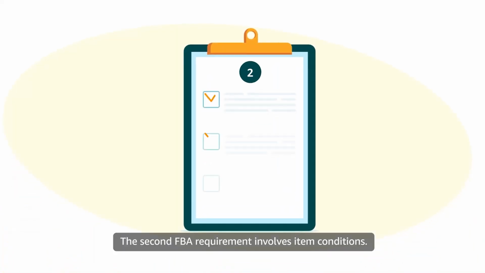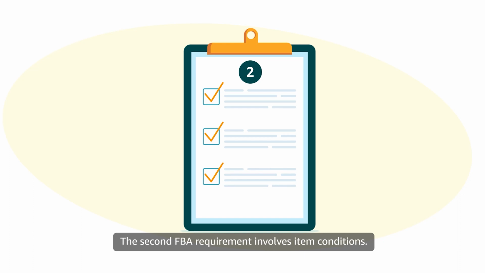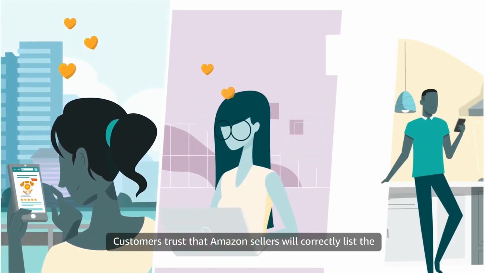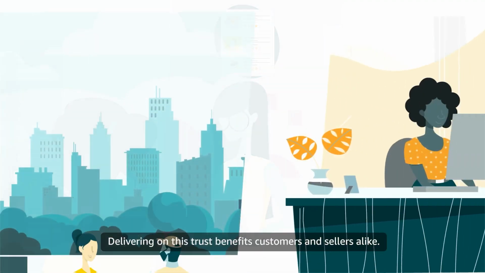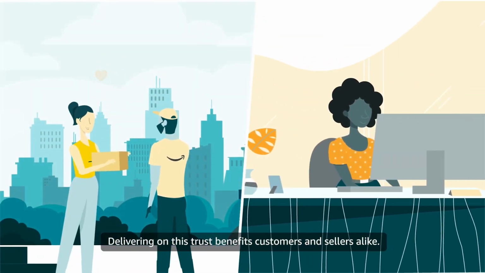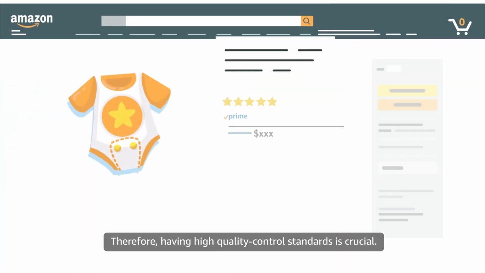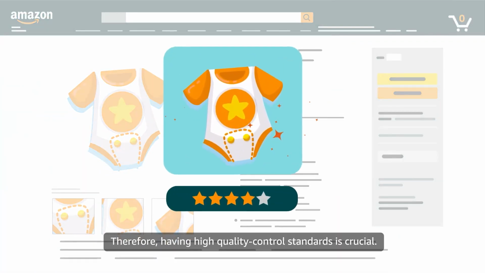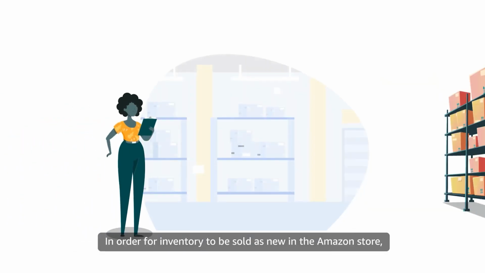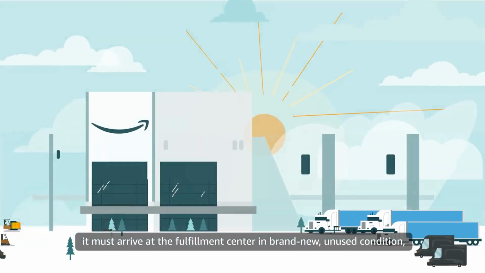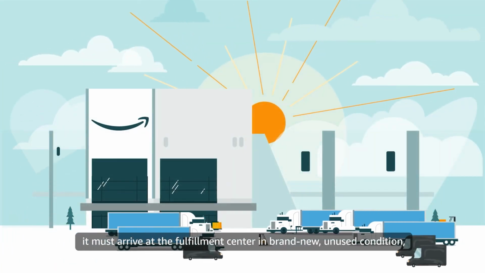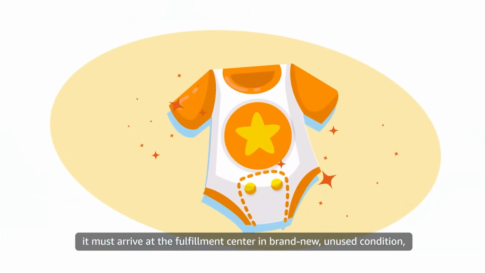The second FBA requirement involves item conditions. Customers trust that Amazon sellers will correctly list the quality of their products. Delivering on this trust benefits customers and sellers alike. Therefore, having high-quality control standards is crucial. In order for inventory to be sold as new in the Amazon store, it must arrive at the fulfillment center in brand new, unused condition.